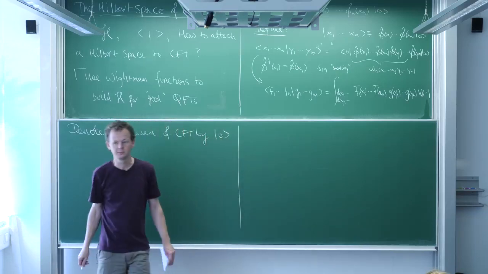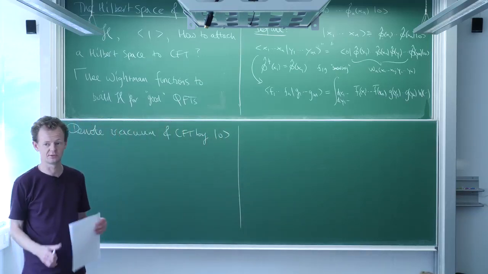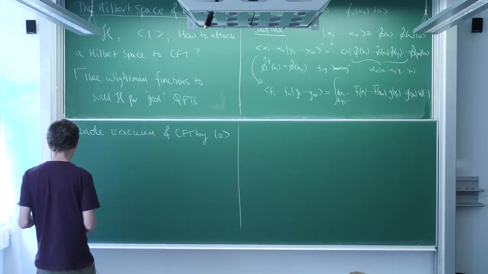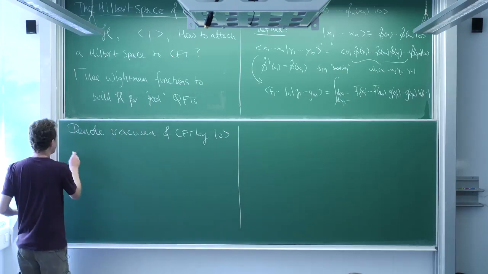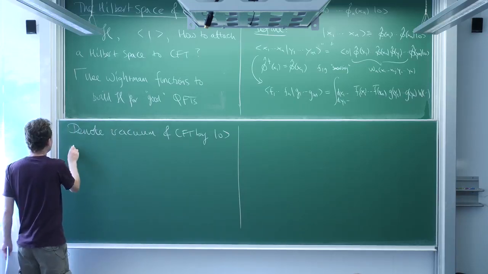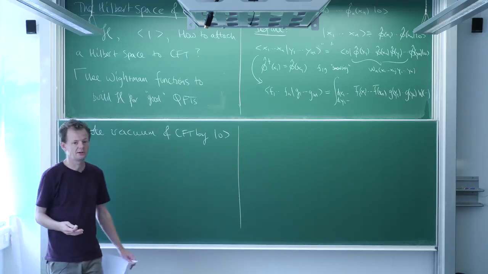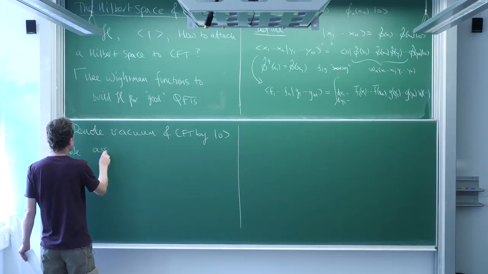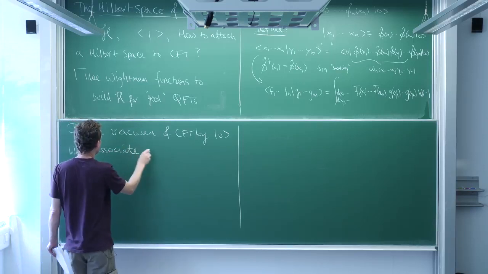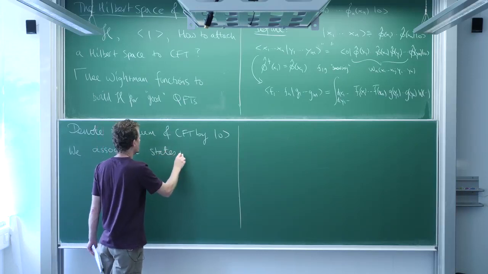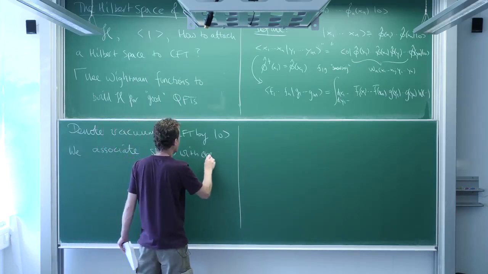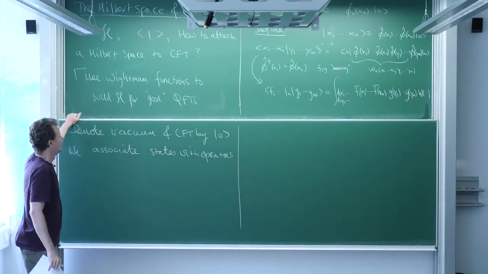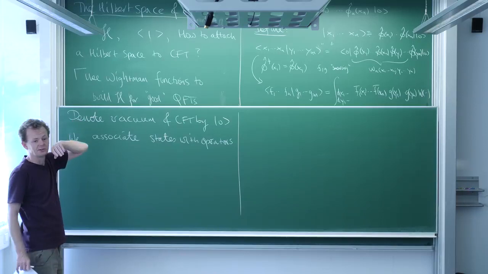So our first piece of notation is to just denote the vacuum of our CFT as 0. This is the interacting vacuum. This is not a perturbative statement. This is the vacuum. And our first step is to associate states with operators and vice versa. So to every operator, we're going to associate a state.